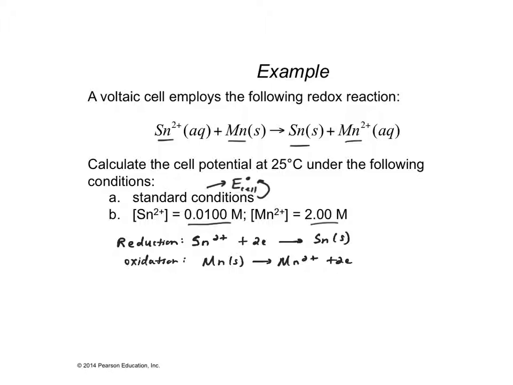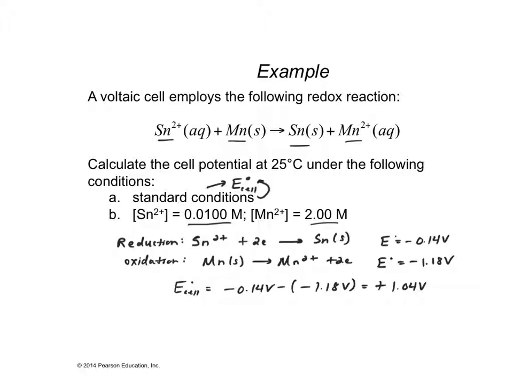So same exact thing. We go to our little tabulated list. We find that Sn has a reduction potential equal to minus 0.14 volts, and manganese has a reduction potential equal to minus 1.18 volts. So we plug that into our normal cell potential equation. The potential of the cathode, minus 0.14 volts, minus a minus 1.18 volts, gives me an overall positive 1.04 volts.